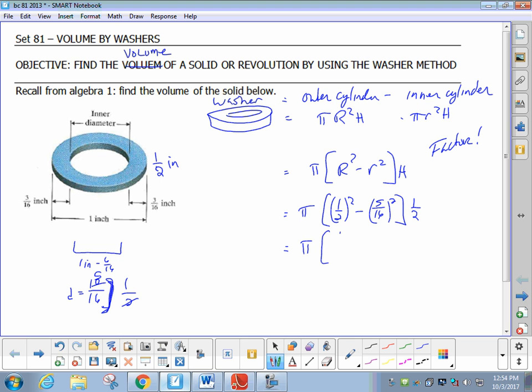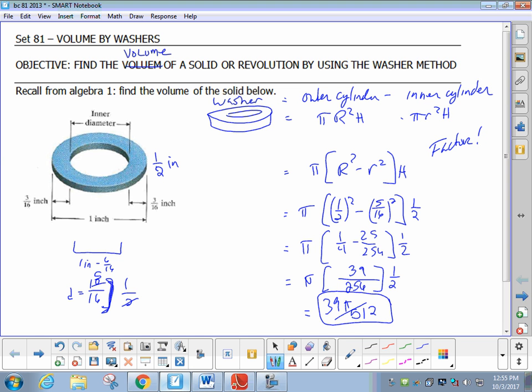Okay. So 1/4 minus 25/256 times a half. What's the common denominator? 256. What is 4 times what? Or 4 into 256 is 64. 64 minus 25 is 39. 39/256 times a half is 39 pi over 512. I suppose, no, it does not divide by 3. Okay, so it would be that, and the units in this case would be inches cubed.